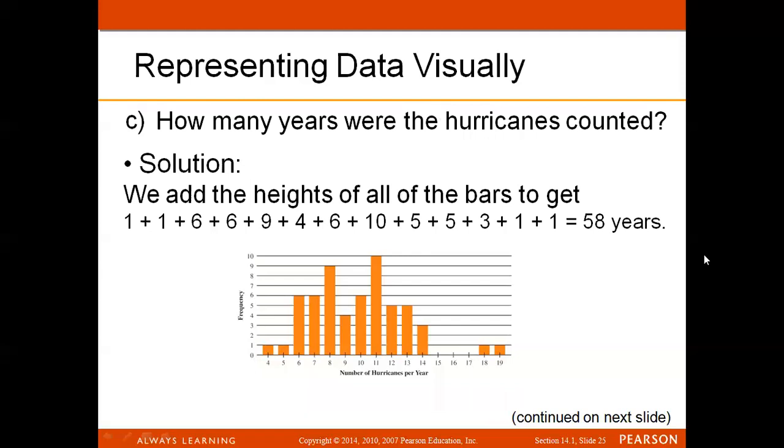And C reads, how many years were the hurricanes counted? And the solution is to count the number of frequencies and add your frequencies together. So we have 1 plus 1 plus 6 plus 6 plus 9 plus 4 plus 6 plus 10 plus 5 plus 5 plus 3 plus 1 plus 1. It looks as though we have 58 years being recorded.